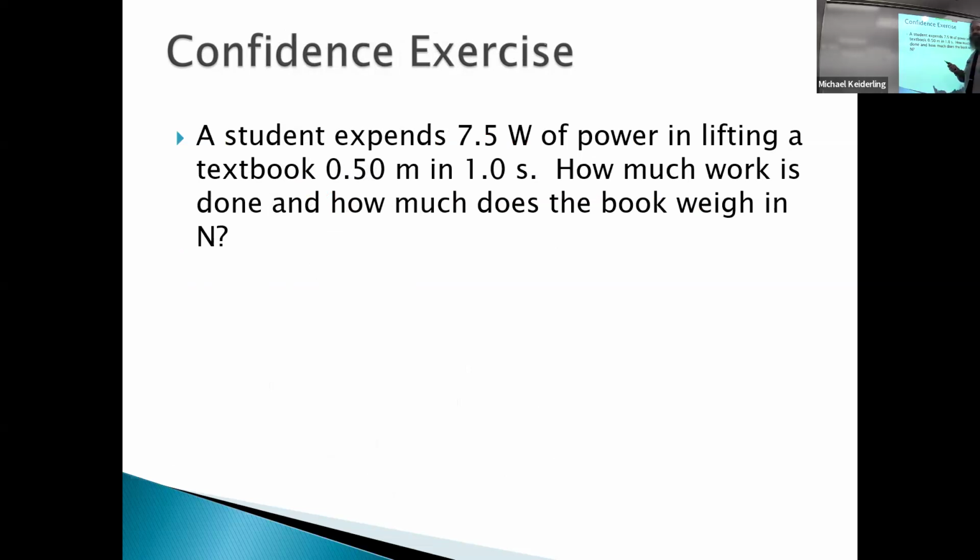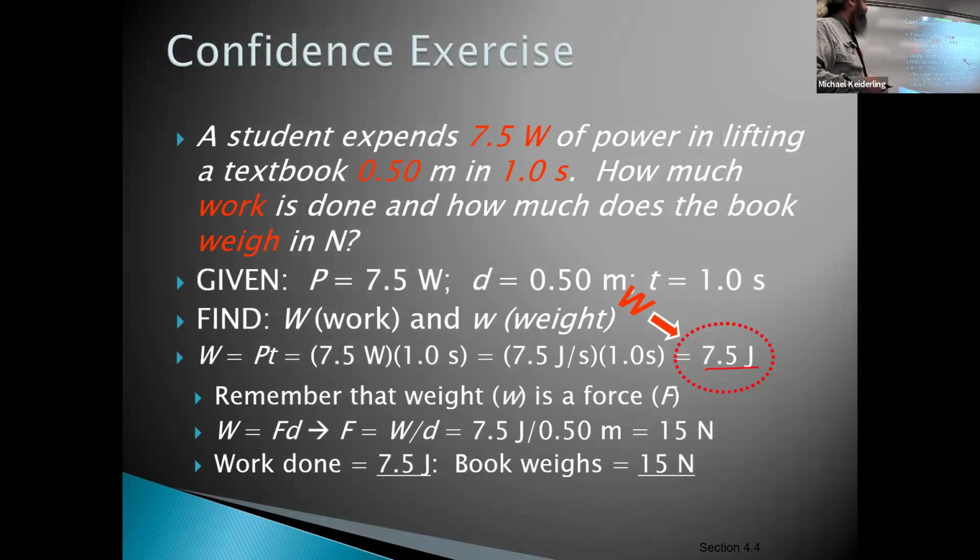So here, a student expends 7.5 watts of power lifting a textbook half a meter in 1 second. How much work is done and how much does the book weigh in newtons? So to figure out work, you're going to take power times time. Work is power times time. So 7.5 watts times 1 second, that's 7.5 joules. Weight is a force. Work is force times distance, so force is work over distance. So 7.5 joules divided by 0.5 meters, that's 15 newtons. So the work done is 7.5 joules, and the book weighs 15 newtons.